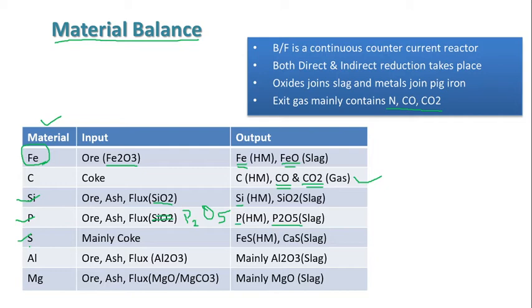And regarding sulfur, almost all the sulfur is removed in the blast furnace as it is a reducing atmosphere. That's why it is called the best place for sulfur removal. It comes mainly from the coke, and it may join the metal phase as FeS, and the slag phase as CaS. And regarding aluminum, it joins the raw material as alumina, and also the slag phase as alumina, Al2O3. Magnesium comes from the same source in the form of MgO, magnesia, or MgCO3, and also joins the slag phase as MgO.